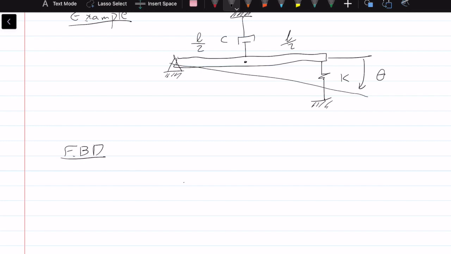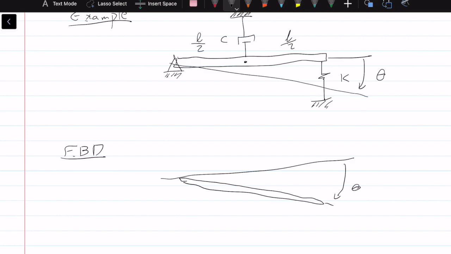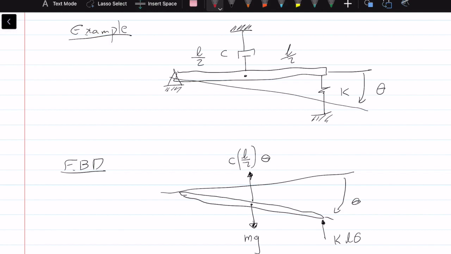So let's start with our free body diagram. Okay, so I'm going to draw it after it's been displaced. That angle there is theta. This right here, the force is k L theta. This force is acting upwards as well, which is c L over 2 theta dot. Okay, we have a mass here, mg. Now the question is, do we ignore this or do we take this mass into consideration? So is it in static equilibrium or is it not?